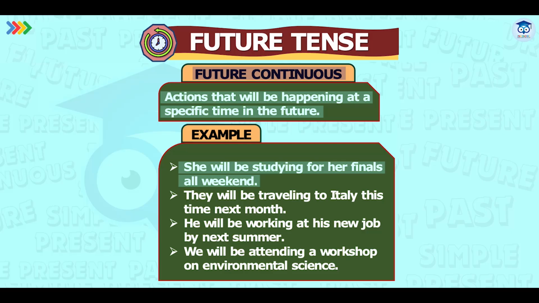Similarly, they will be traveling to Italy this time next month. So at the future moment, they're already mid-journey. Now, consider this. He will be working at his new job by next summer.